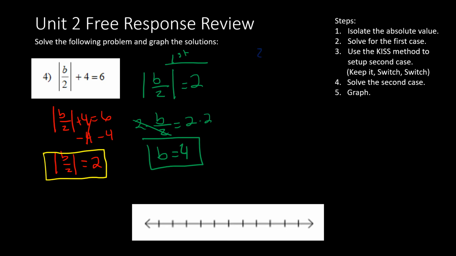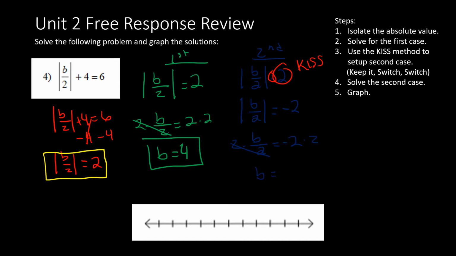To get that second case, okay, we set up the same thing, the absolute value of b over 2. This is our isolated absolute value. We need to apply the KISS method, where we switch. So we're going to say the absolute value of b over 2 is equal to, and now we're going to go from 2 to -2. And we apply the same thing, right? So we drop the absolute value, so we'll say b over 2 equals -2. Multiply both sides by 2. So we get b equals -2 times 2 is -4.